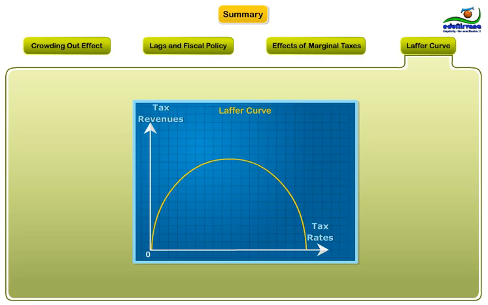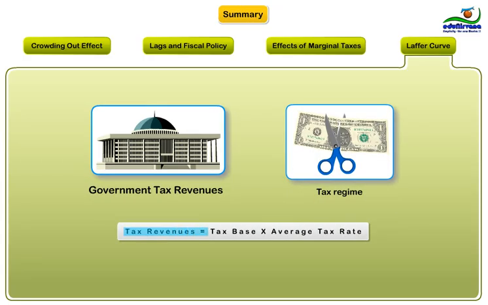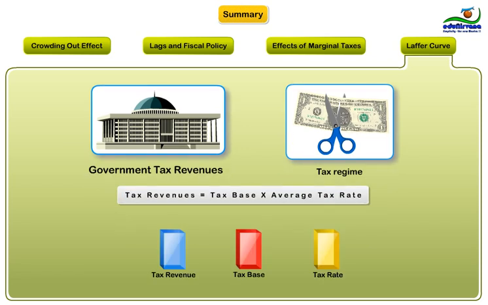This debated government policies around tax regime and their impact on the government tax revenues. Tax revenues is equal to tax base multiplied with average tax rate. Obviously, whether tax revenues increase or decrease as the average tax rate is lowered depends on whether the tax base expands by a greater or lesser percentage than the percentage reduction in the tax rate.